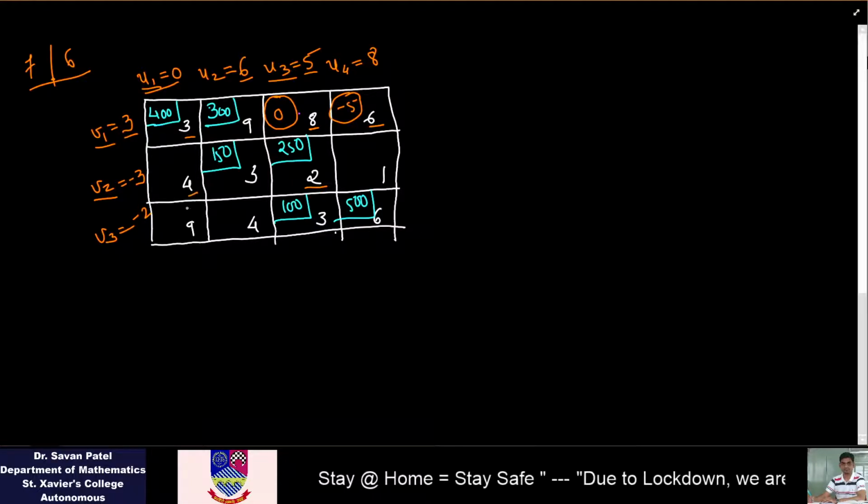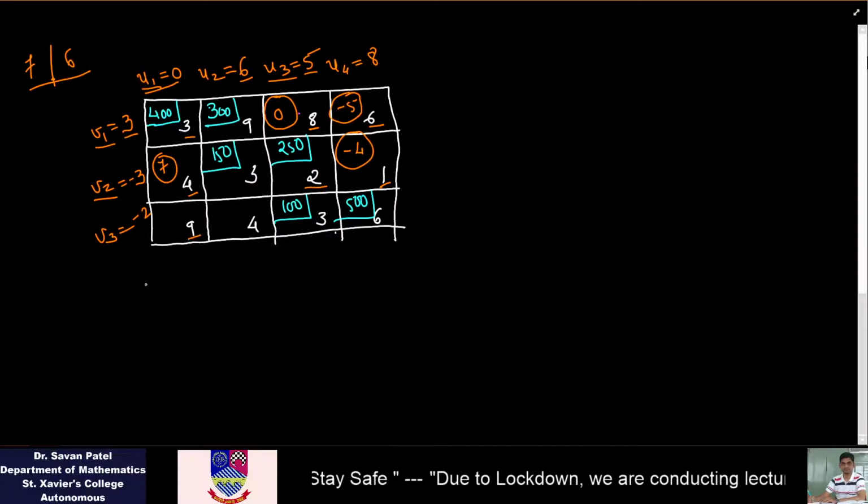Here you are having value 4. So 4 minus minus 3 plus 0. So 4 plus 3, it is 7. Here you are having value 1. So 1 minus minus 3 plus 8, that is 5. So 1 minus 5, that is minus 4. Here you are having 9. So 9 minus minus 2 plus 0. So 9 minus minus 2, it is 11.